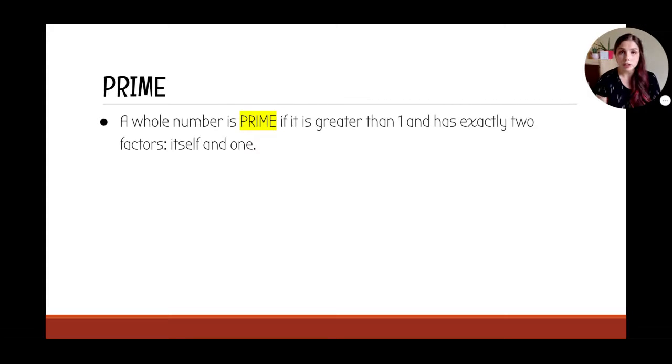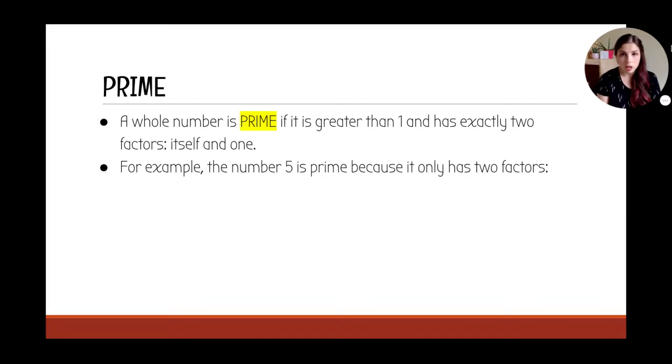A whole number is considered prime if it's greater than 1 and has exactly two factors, 1 and itself. For example, I know the number 5 is prime because it only has two factors. There's only one way with two numbers to multiply to get the number 5, and that's 5 and 1. I can do 1 times 5, or I can do 5 times 1. But either way, I'm still multiplying only two numbers together to get 5. There's no other whole numbers that when multiplied together will give me the number 5. And that's why 5 is considered prime. It only has two factors.